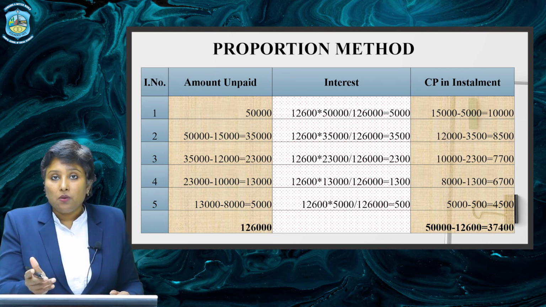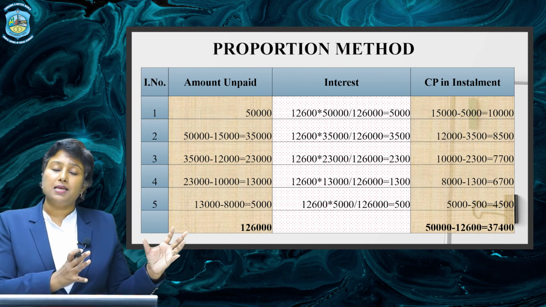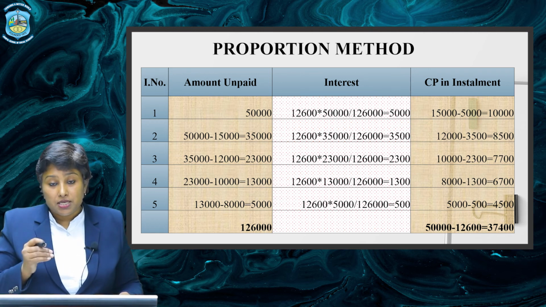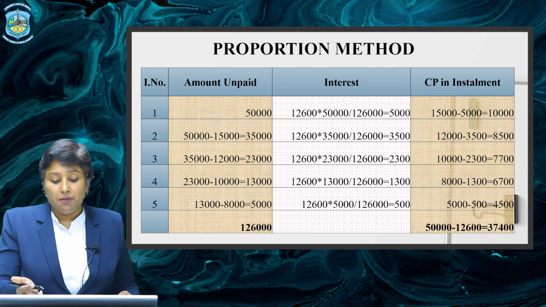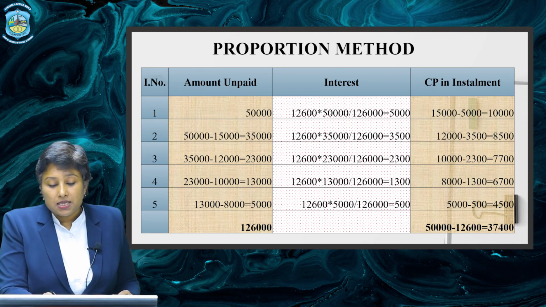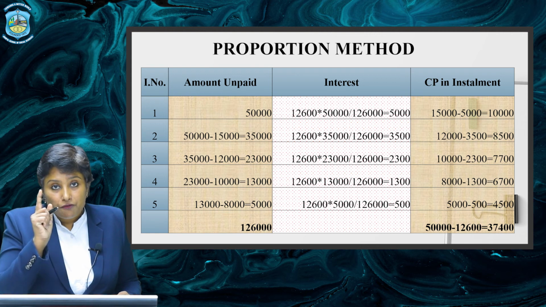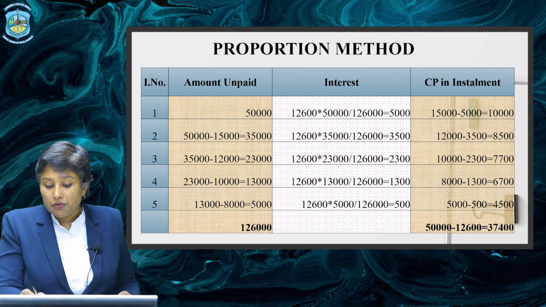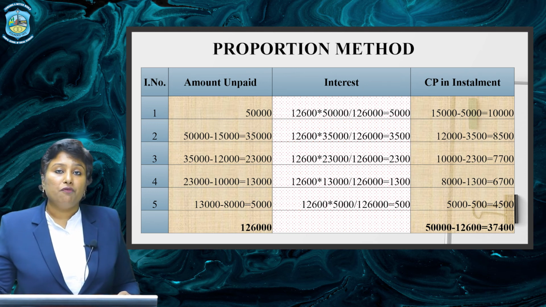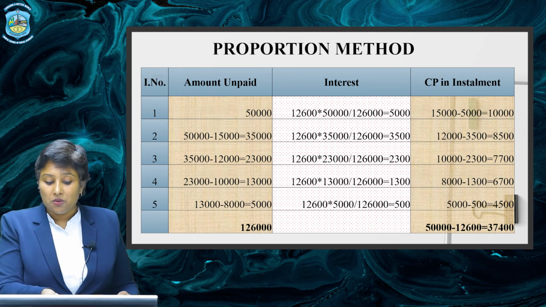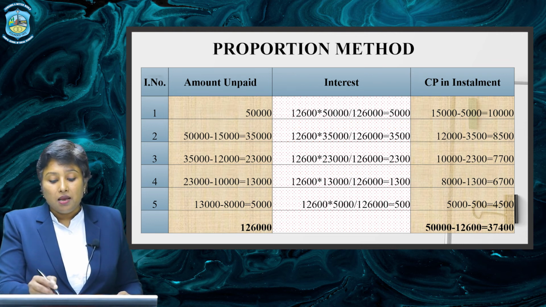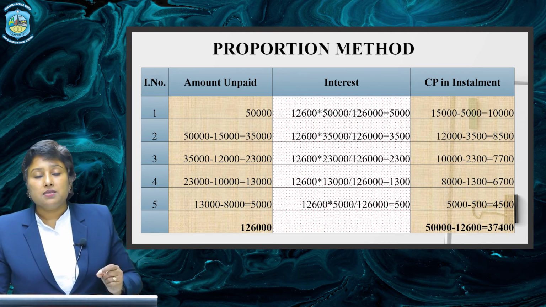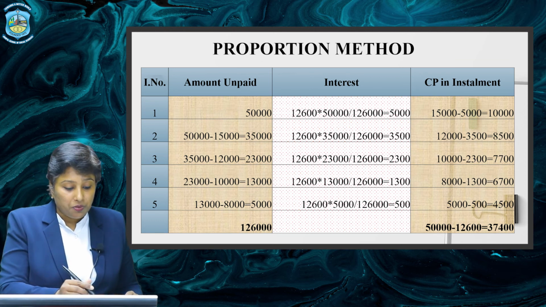So how is the interest to be calculated? Simply find the difference between the hire purchase price and the aggregate cash price, get that aggregate amount of interest, and now we divide this interest in the proportion of the unpaid amount. So how will it be calculated? 12,600 is the total interest, multiplied by the first outstanding amount, divided by the aggregate outstanding amount, that is 1,26,000. The amount of interest is 5,000. The same procedure is to be followed every year. You can see how easily it is calculated. 12,600 multiplied by the next outstanding balance divided by the aggregate outstanding balance. Every year's interest is available in your hand. You can calculate the cash price easily.